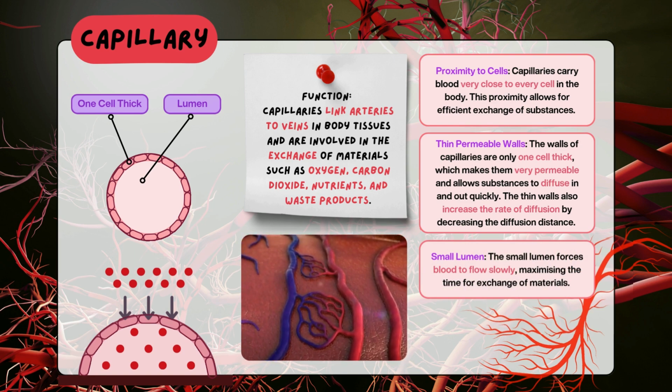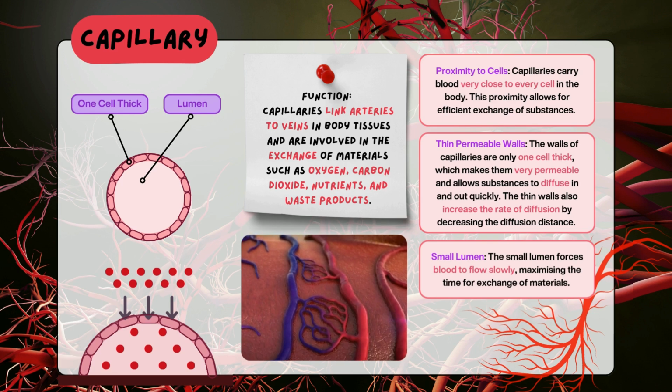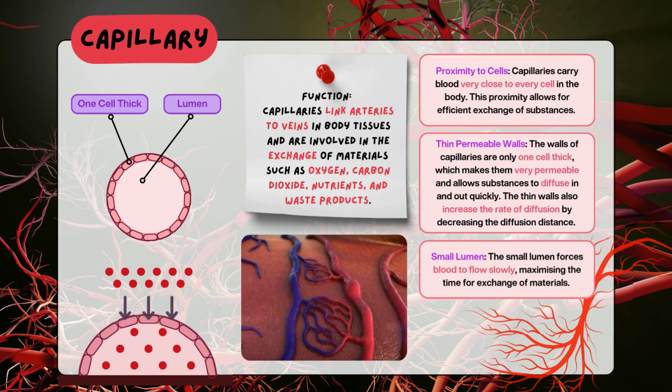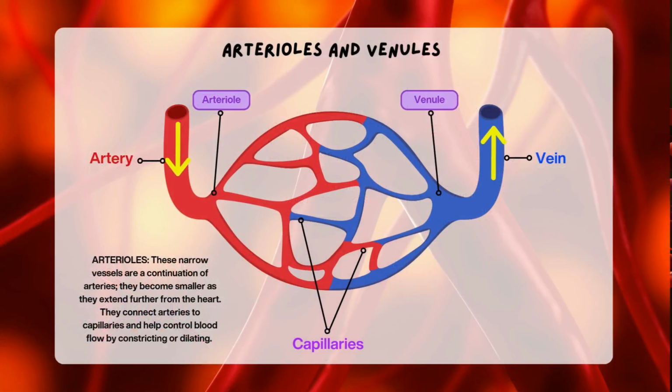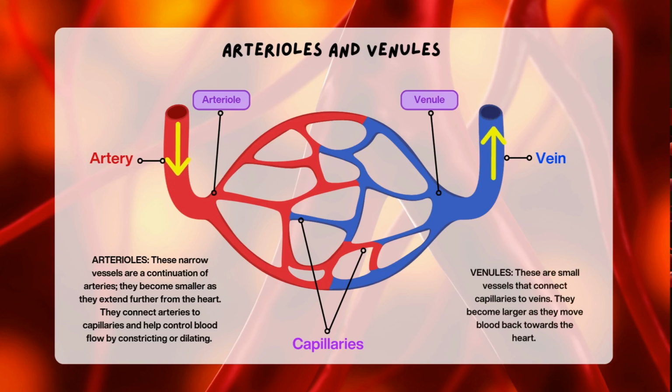There are additional blood vessels that connect the arteries and veins to the capillaries. These are called the arterioles and venules. Arterioles are narrow vessels that are a continuation of arteries. They become smaller as they extend further from the heart. They connect arteries to capillaries and help control blood flow by constricting or dilating. Venules are small vessels that connect capillaries to veins. They become larger as they move blood back towards the heart.